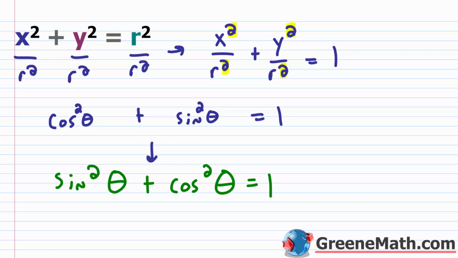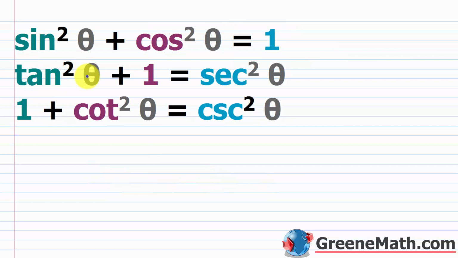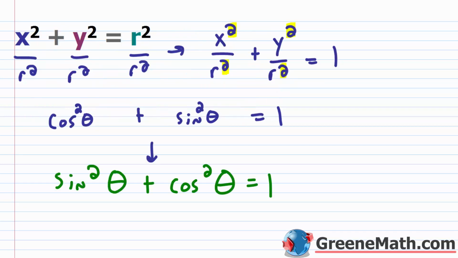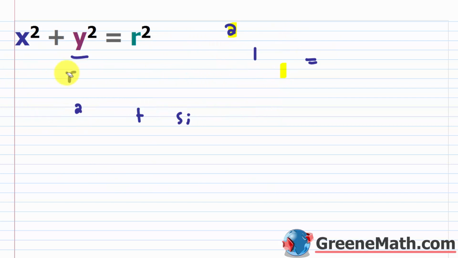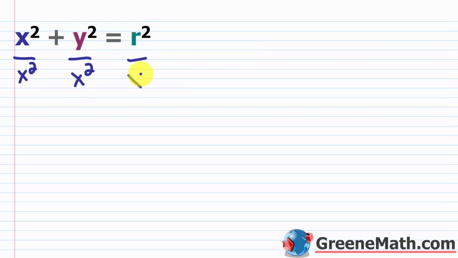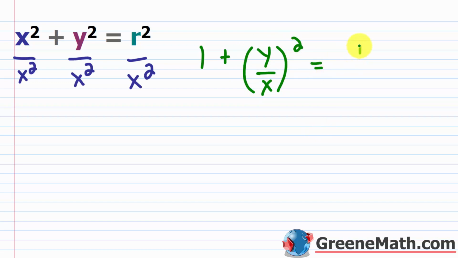So let's look at the other ones. We have tangent squared theta plus 1 is equal to secant squared theta. To get this, let me erase everything. You're just going to divide everything by x squared now. Quite easy. Divide this by x squared, this by x squared, this by x squared. And we know that this is going to be 1. So we would have 1 plus y over x, this squared, is equal to r over x, this squared.